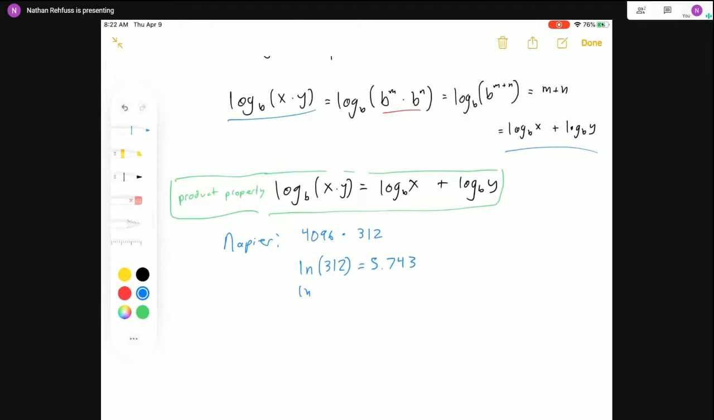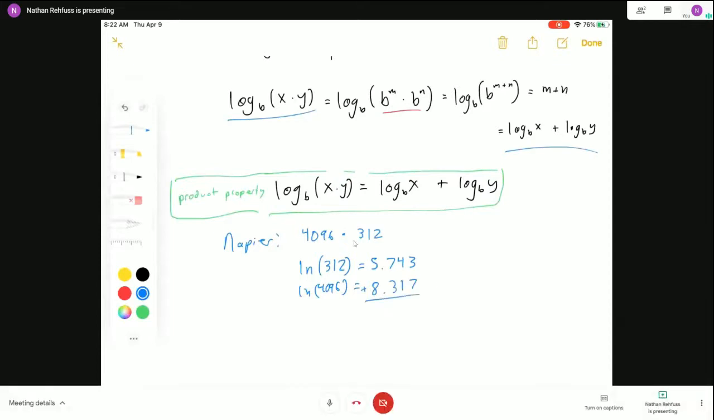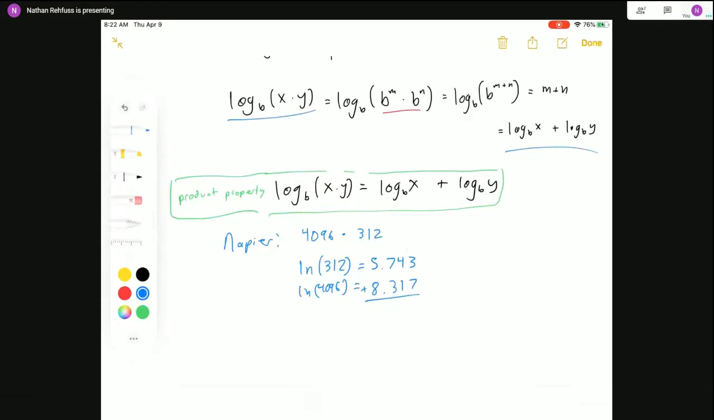And it turns out that that is 8.317. And then he would just add these two numbers together. He wasn't really interested in multiplying these by hand, but adding by hand is a lot easier than multiplying by hand. So I got 14.060. And now we're going to go into our book and ask, 14.060 equals the natural log of what number?